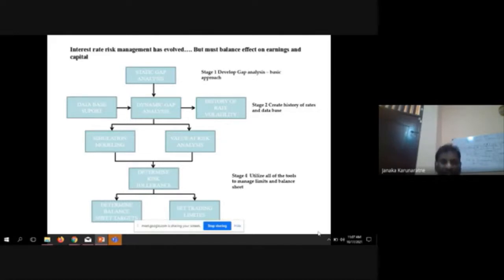So you start with the static gap analysis. We did the repricing gap analysis, for which we need database support, and then it becomes a dynamic gap analysis, and also create a history of rates and databases: how the different interest rate movements occurred and how earnings were impacted. Then you can use simulation modeling, and next time we will probably look at value at risk modeling for different risks. I think we focus on the equity risk, but you can do it for this as well. Then determine the risk tolerance, how much tolerance the bank has, and then you decide on the balance sheet targets and set trading limits. That is the final objective.